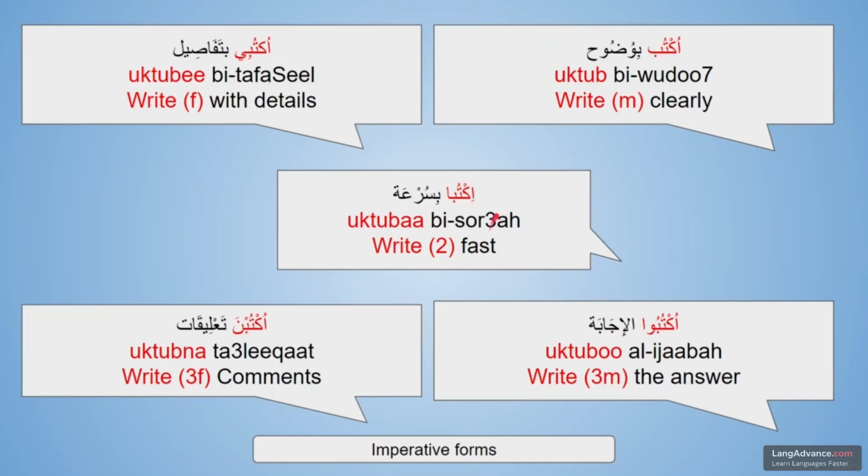And then we can use it in the imperative, so say something like write clearly, addressing a male individual. اكتب بوضوح. And then addressing a female individual, write with details. اكتبي بتفاصيل. And then addressing two people, اكتبا بسرعة. So write fast.